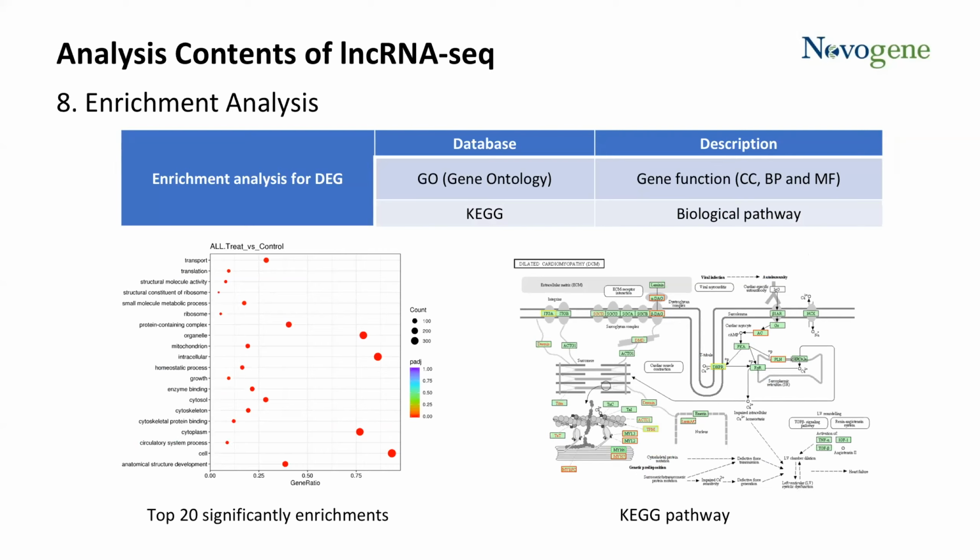The next step is an enrichment analysis of the differentially expressed genes. The genes that have changed, either upregulated or downregulated, we determine using gene ontology or the KEGG pathway. We determine what the function of those genes could be and what biological pathways they might be falling under. And we can also provide this as a scatter plot of the top 20 significantly enriched genes and the KEGG pathway.